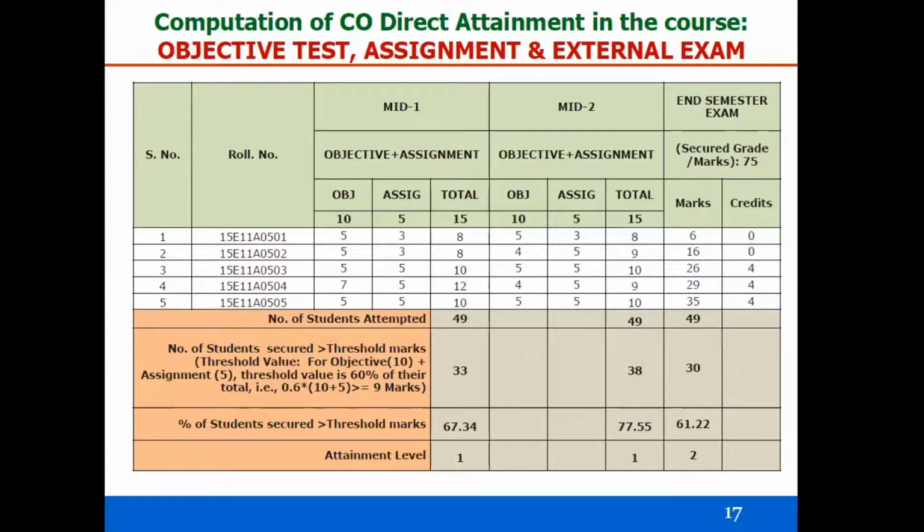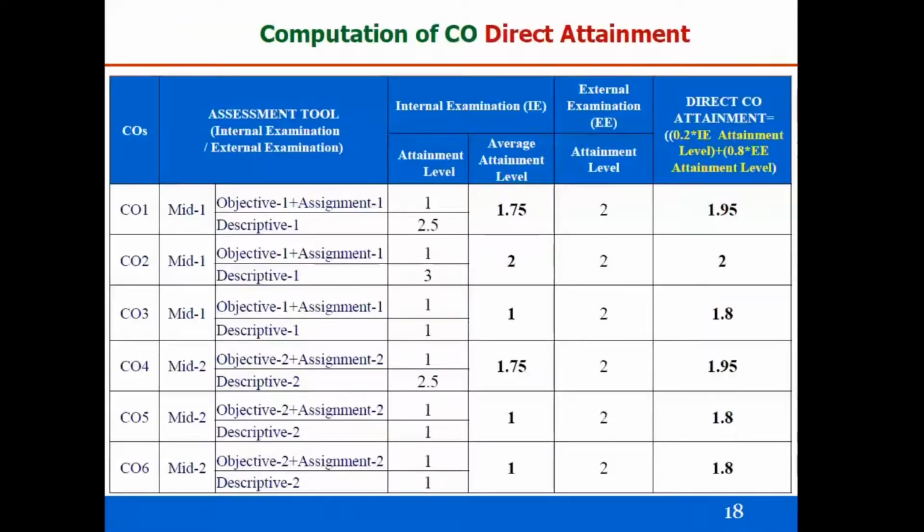Suppose some of the questions map to the first part of the COs, and some of the questions map to the second part of the COs. If you have that data, you can include it in a similar fashion, like the descriptive test 1, descriptive test 2 pattern, but by considering only overall marks, not question-wise. So now here you can see this table.